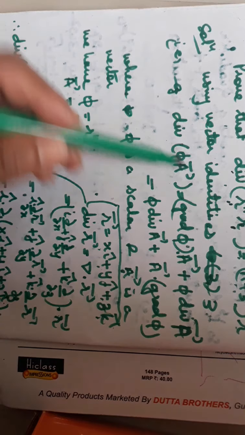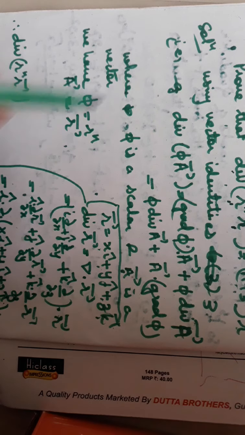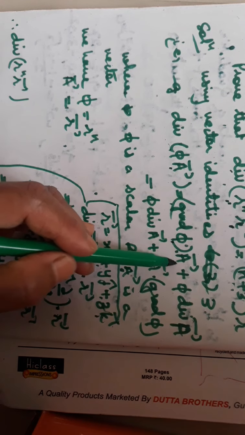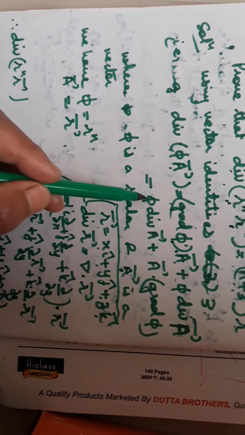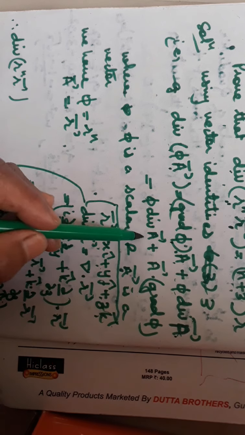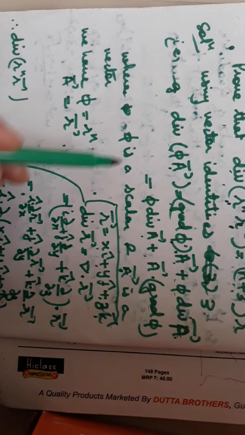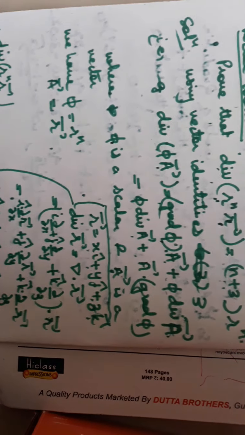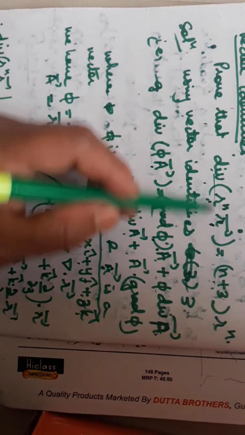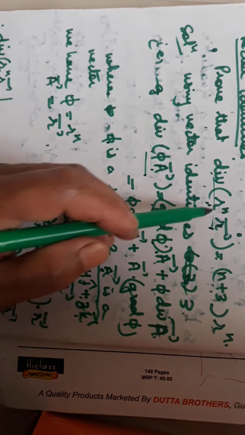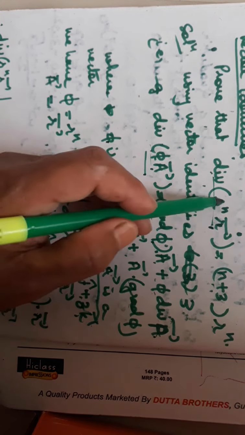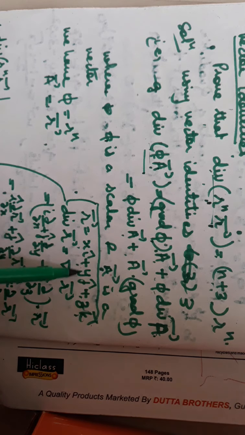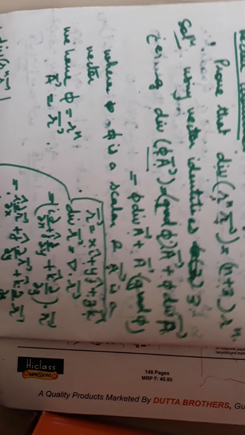you can solve this problem using vector identity 3, that is divergence of phi a bar is equal to gradient of phi dot a bar plus phi into divergence of a bar, or you can write phi into divergence of a bar plus a bar dot gradient of phi, where phi here is a scalar quantity and a bar is a vector. Now if you compare this question with this vector identity, you can take phi to be r to the power n, which is a scalar, and a bar is equal to r bar, where r bar is equal to xi plus yj plus zk cap.